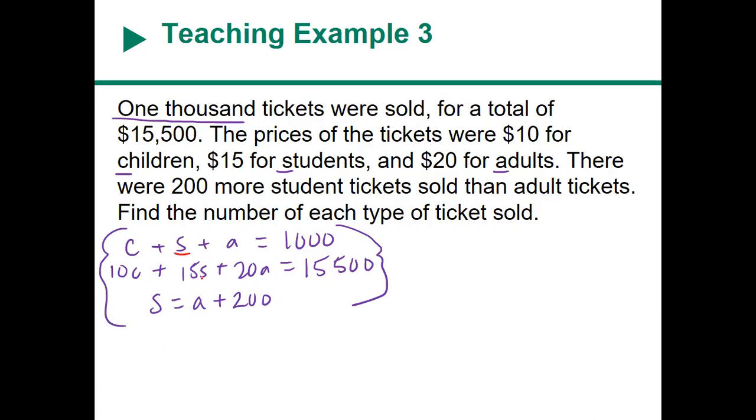So we're going to use substitution instead of elimination. So everywhere there's an S, I'm going to plug in A plus 200. So for the first one, we have C plus A plus 200 plus A equals 1,000. I clean this up and I'm going to combine like terms, which means I'm going to move my constant and combine my variables. So I have C plus 2A equals 800.